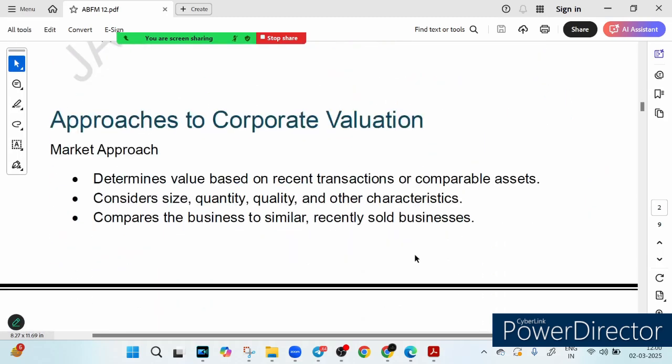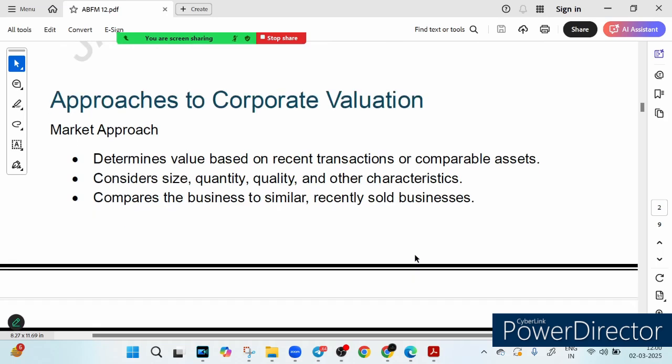Now let's talk about what are the approaches to corporate valuation. Now that you have understood what valuation is all about, we have talked about book value, market value, and enterprise value, and we come to know that enterprise value is the most preferred way of valuation of a company because it takes into account every aspect. Now let's talk about the different approaches to corporate valuation.